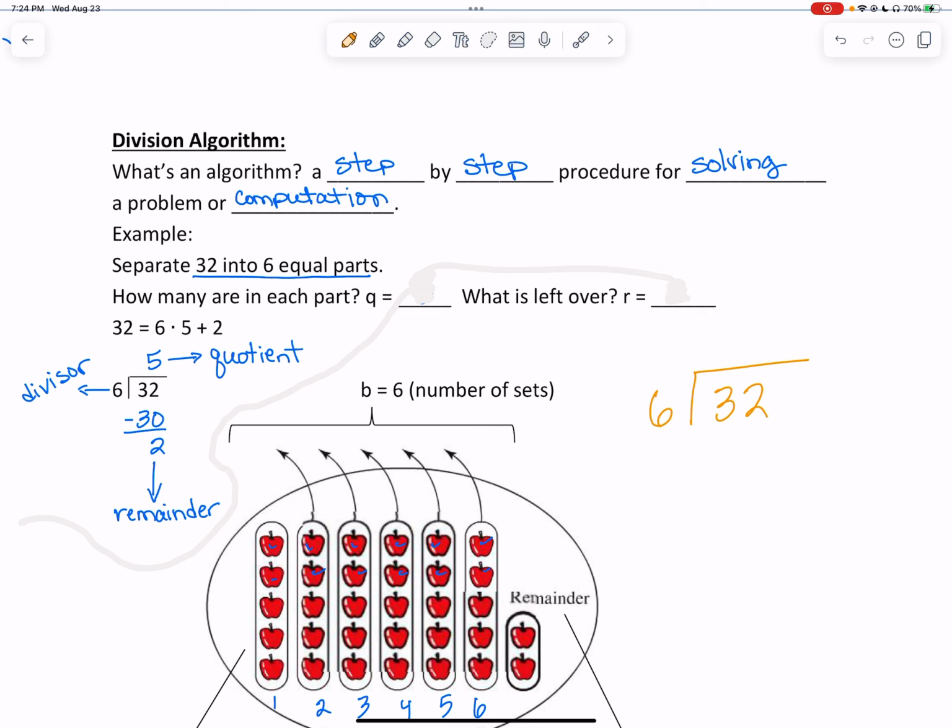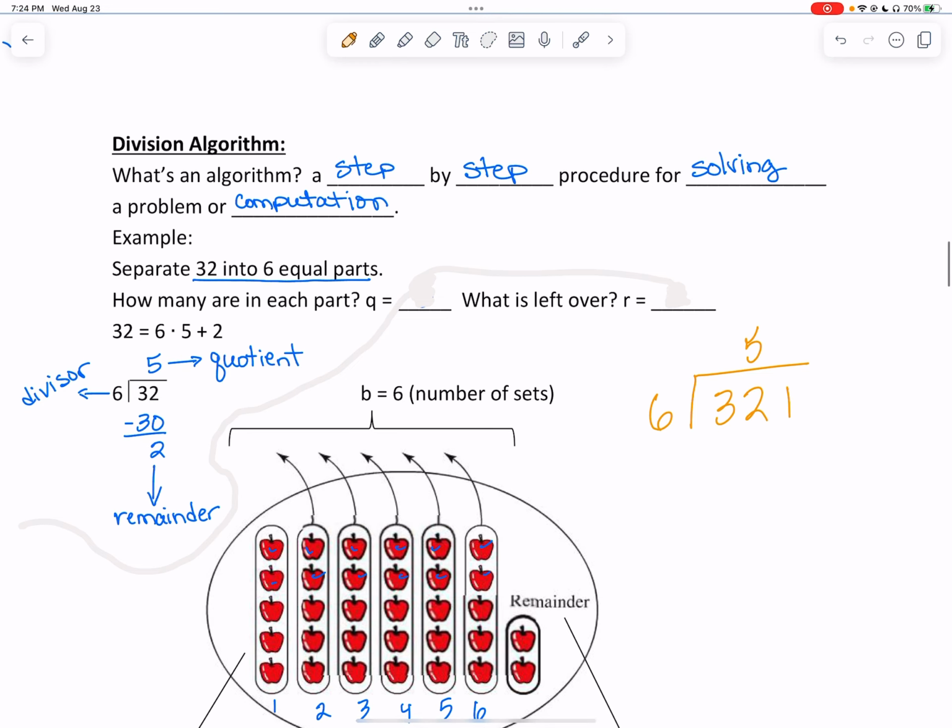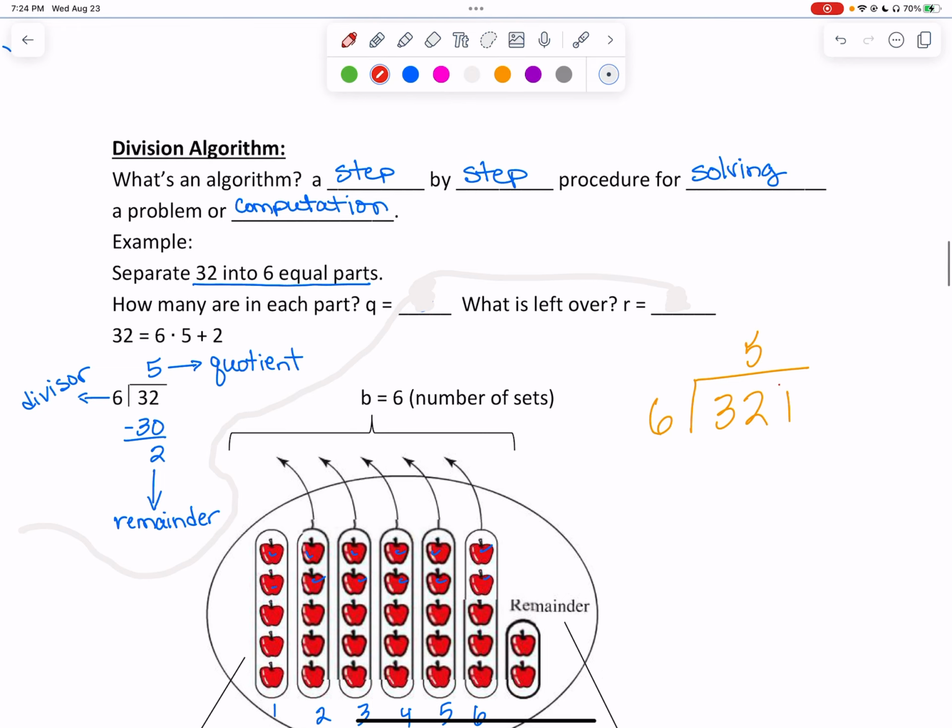So 6 goes into 32 how many times? Just 5 times, and it has 1. Well, that doesn't work. Let me make something different. Let me have it go into 321. Okay, so 6 goes into 32 5 times. Does it have anything left over? Yes, we already said it had a 2 left over, right? So if I put my 2 there, I'd say 6 goes into 21 how many times?